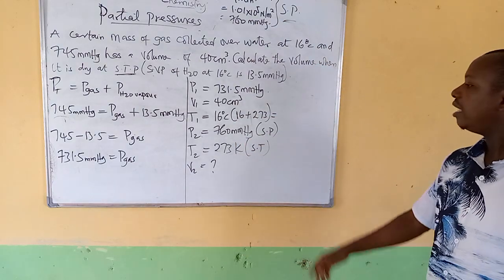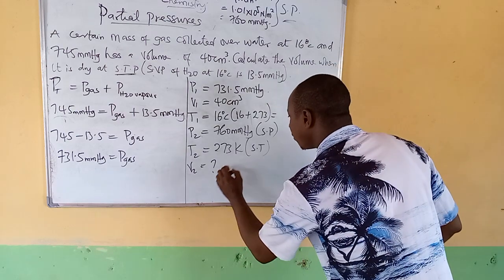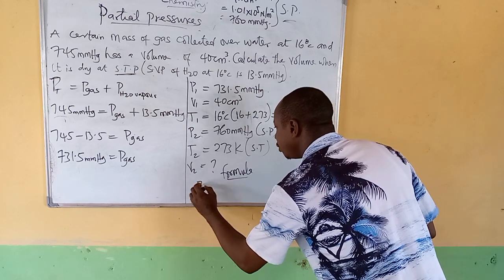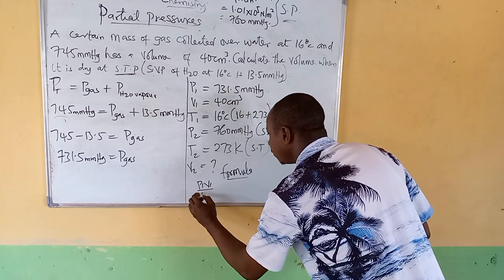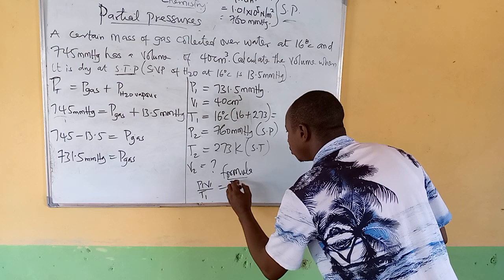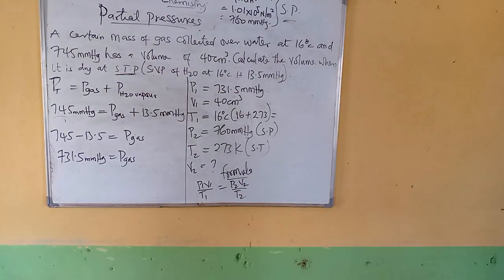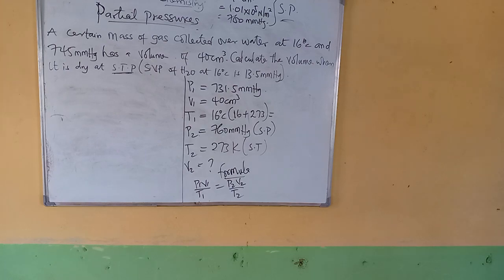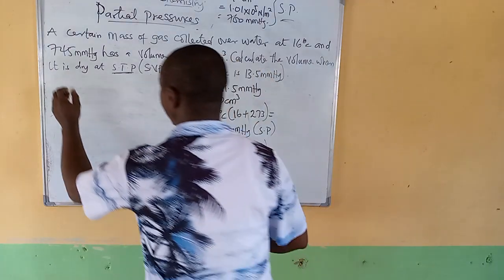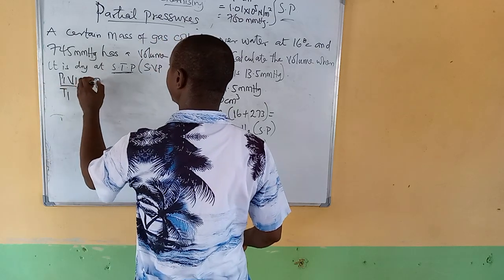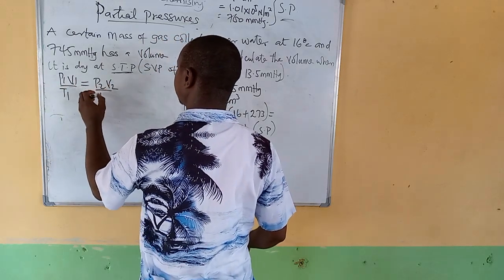Don't forget. Now, let us apply the formula, which should be the general gas equation: P1 V1 over T1 equals P2 V2 over T2. This is the formula we are using. Now, let's substitute. Remember, P1 V1 over T1, P2 V2 over T2.